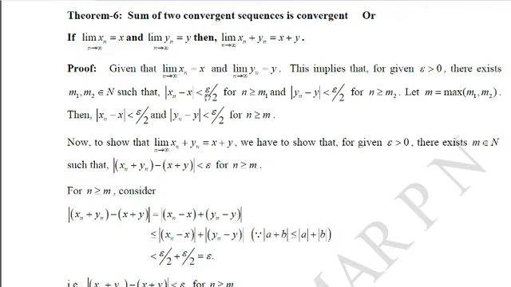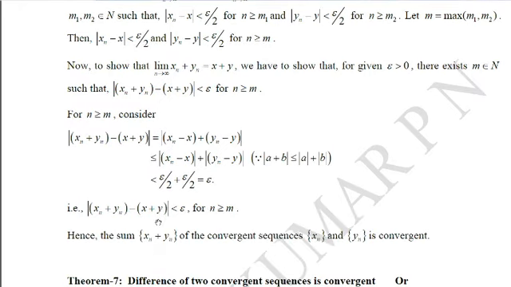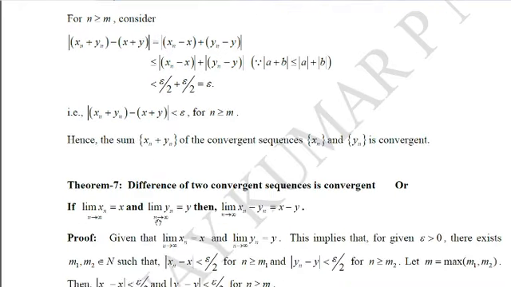That means the sum of two convergent sequences is convergent, because this limit is unique and finite. This completes the proof of the theorem. Now let us move on to the next theorem.